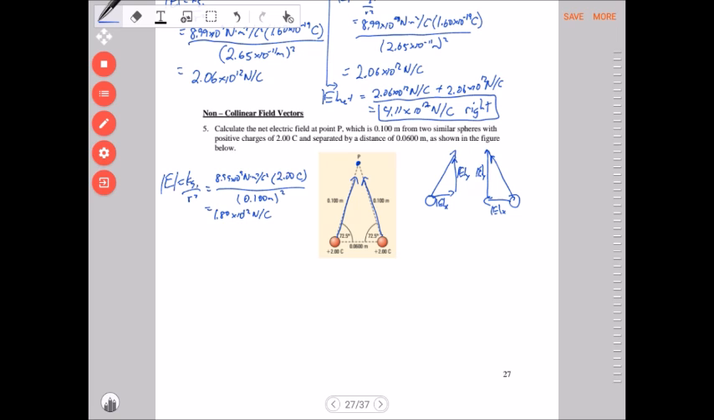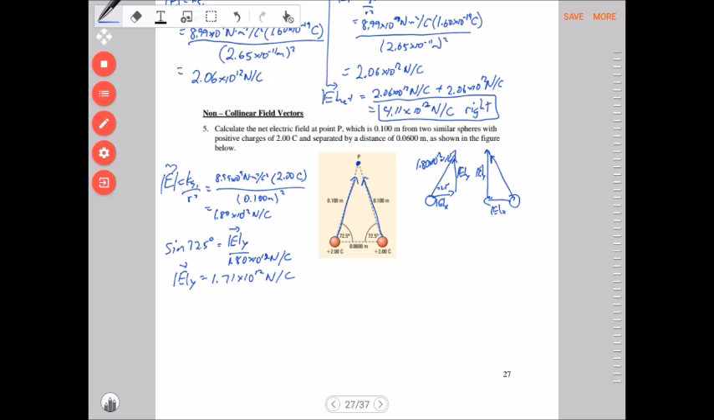Now let's resolve these into X and Y vectors. We're going to make this triangle here, so we know that this is 1.80 times 10 to the 12 newtons per coulomb, and that is 72.5 degrees. Sine is going to be the EY. So sine of 72.5 degrees is the electric field in the Y direction. That's 1.80 times 10 to the 12 newtons per coulomb. That is a 12, everyone. So EY is 1.80 times 10 to the 12 times sine 72.5, which is 1.71 times 10 to the 12 newtons per coulomb.